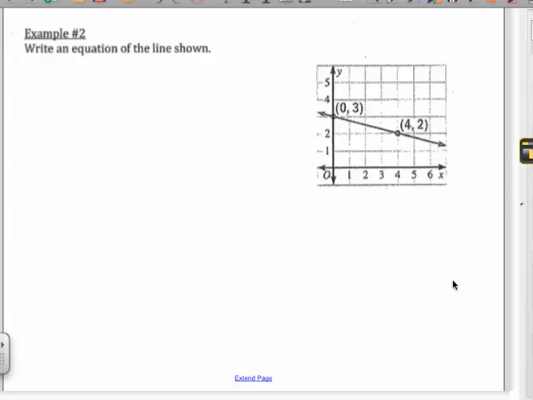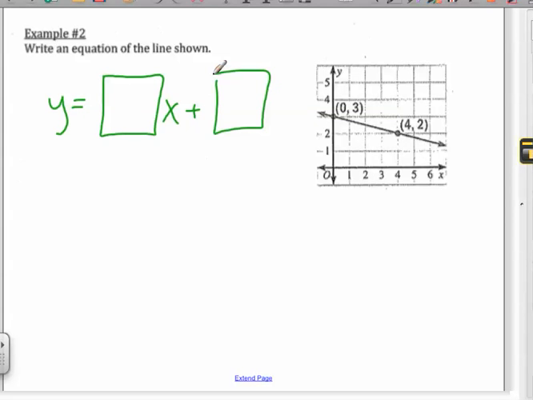Dane! It says write an equation of the line shown. Dane, whenever it says write an equation, I'm going to do this. Y equals box x plus box. That's the information I need to find, right? And just fill that in. Now, Dane, they just gave us a graph with the line. Looking at this graph, is there any information that you could put into that equation?